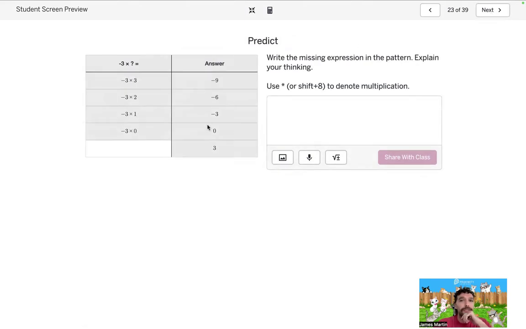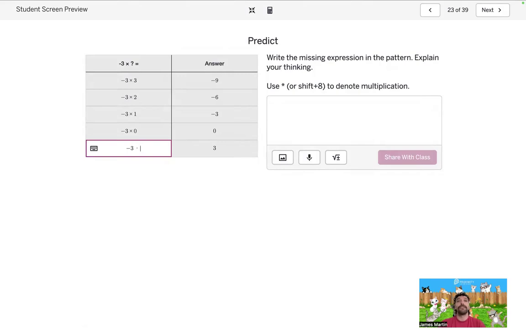Now our answer is +3. I'm going to give you guys a hint. Our first number here is going to be -3. So -3 times blank. What are we going to multiply this -3 by to get a +3? Pause the video, put what you think is the correct answer, and then come back whenever you think you have it.